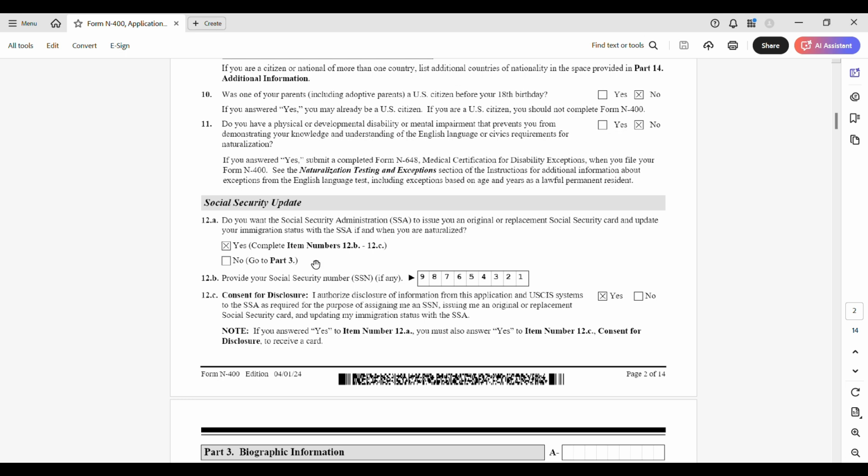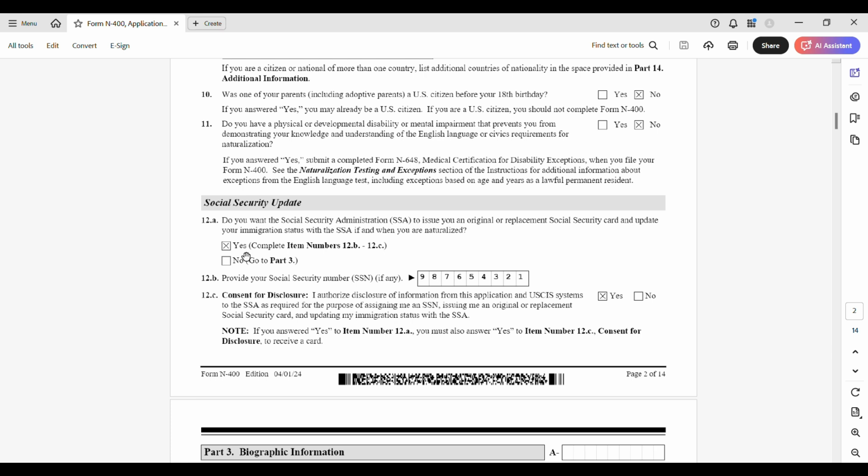So this basically is serving two purposes. It would be serving your application for N-400 naturalization, or for becoming a US citizen, and also to apply for an updated Social Security card, since the one that you would have been using as a permanent resident would be tied to your permanent resident status. And so it would be a good idea for you to select yes to have them apply for that on your behalf. If you would not like that to happen, then you are going to select no, and you move on according to your selection. So in this case, we selected yes.